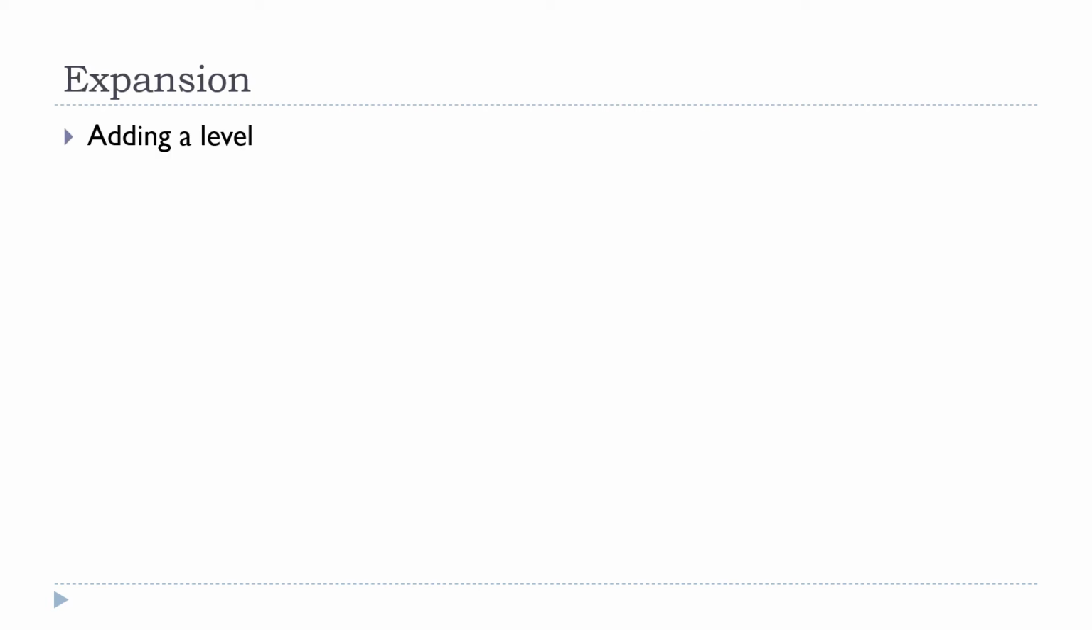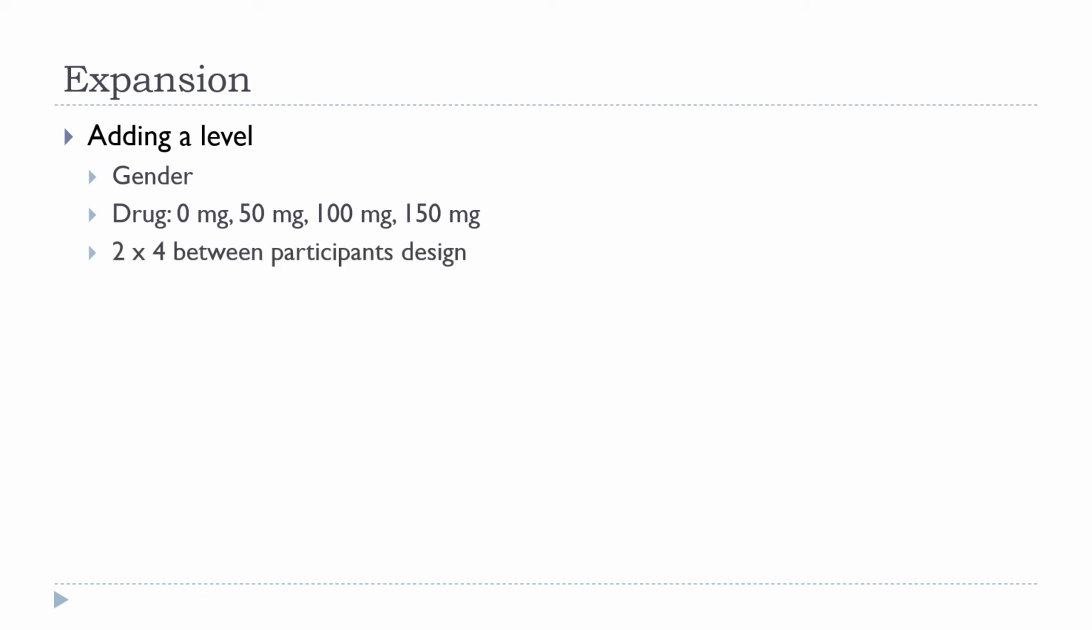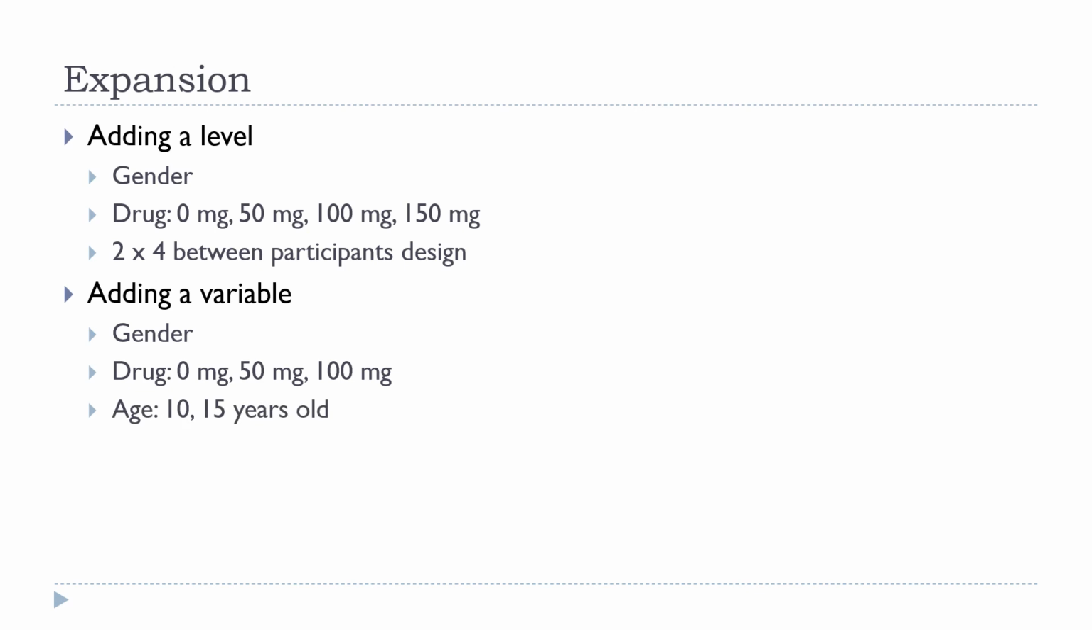This, of course, is a flexible system. So if you add a level, then you would change the number. So for example, if you had a gender and drug study where participants were taking 4 levels of the drug instead of 3, it would simply be a 2x4 design instead of a 2x3 design. And of course, you could add other variables as well. You don't just have to have 2 variables in a study. If, for example, you were looking at males and females who were taking 0, 50, and 100 milligrams of the drug, and you were also taking a look where half of them were 10 and half of them were 15 years old, then that would be, if you'll follow, a 2x3x2 between participants design.